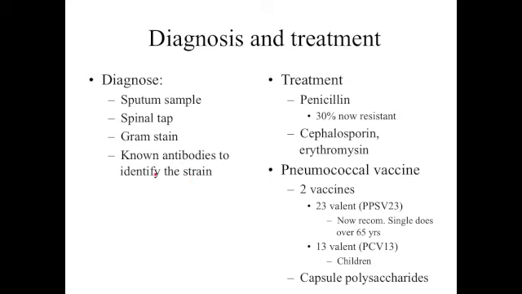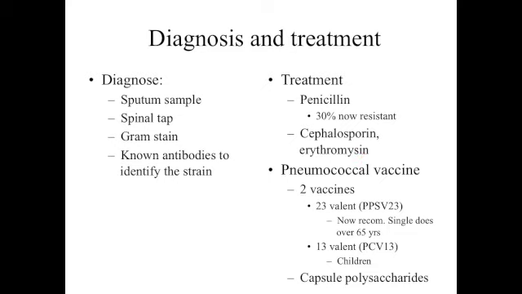which may be helpful in treatment. We can still use penicillin to treat Streptococcus pneumoniae. However, about 30% of strains are now resistant to penicillin, so it may not be that effective. Cephalosporins will also work, and erythromycin, same as for group A strep and group B strep.